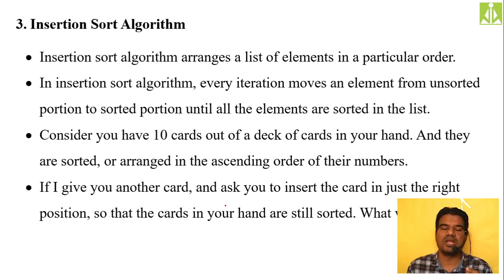Holding one particular card in hand, initially we are not having any cards, so we'll take the first card and make that first card the only card in our sorted list. In hand, whatever cards you are having, that is the sorted list. On the table, whatever cards you are having, that is the unsorted sublist. So first I pick the first card from the table and make it my only card in the sorted sublist.